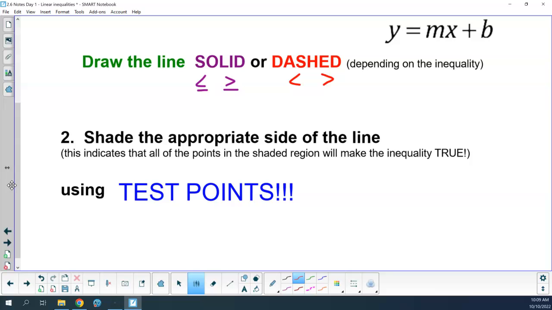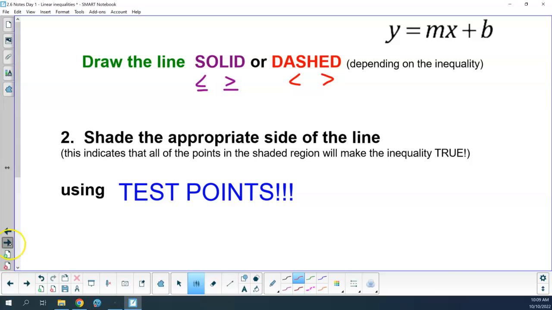No. Even easier. Not just 0, but the point 0, comma 0. Yep, the origin. The origin is the easiest one to test, as long as you don't go through the origin. If you go through the origin, you can't use that. Then we would use either 1, comma 0 or 0, comma 1. But it doesn't have to be. It can be any. Okay.